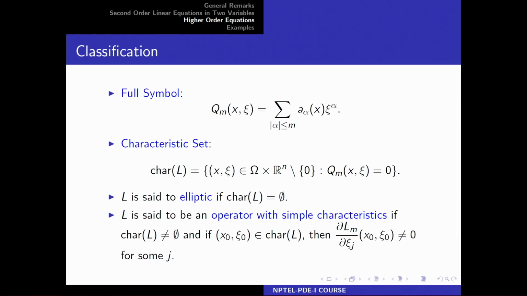This is similar to the one variable function. We say that f has a simple 0 at x0 if f of x0 is 0, but its derivative is not 0 at x0. Similar to that definition, the principal symbol has a 0, but its derivative in some direction is not 0. This class of operators is fairly well studied, and we understand more or less a complete picture of it.